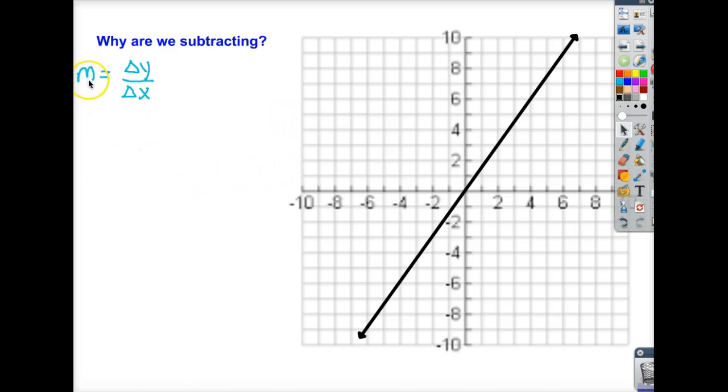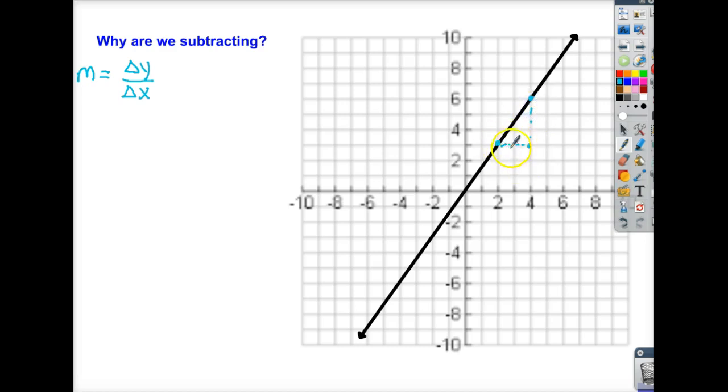Because for slope, I need to find the change in y over the change in x. So we're subtracting because if you think back to when you learned the words for solutions to a problem, when you're adding something, you get a sum. When you're multiplying something, you get a product. When you're subtracting, you get the difference, right? So if we're finding the difference between this point and this point here, I want to find how much my x changed and how much my y changed.